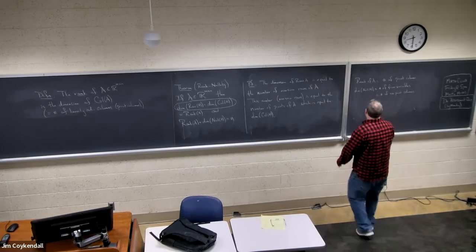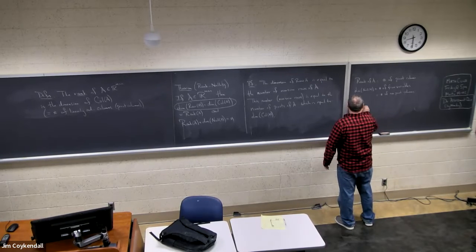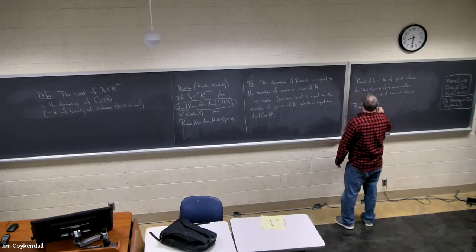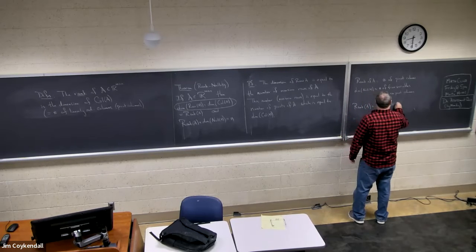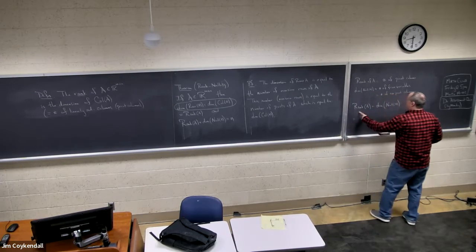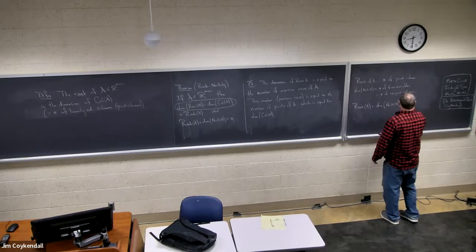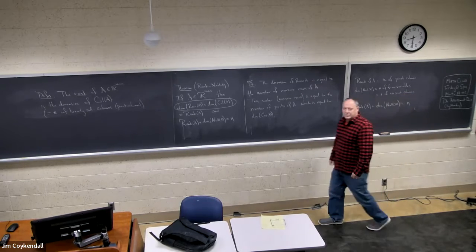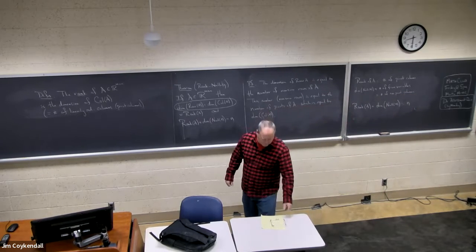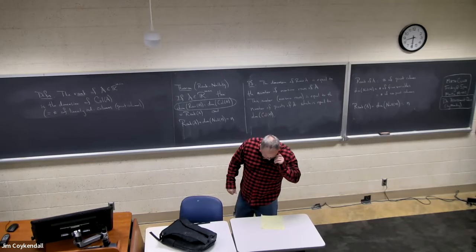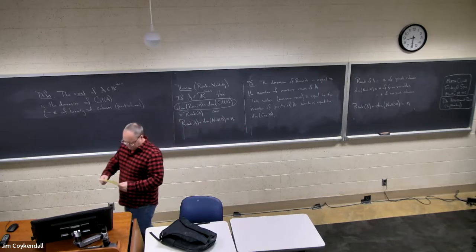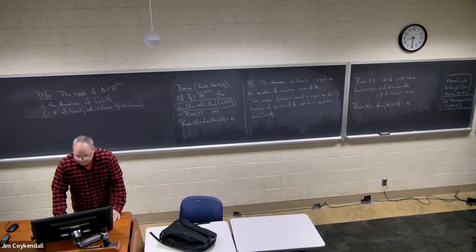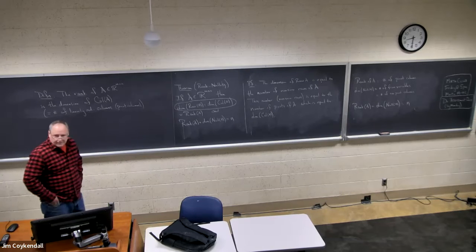So, rank of A plus dim null A: number of pivot columns plus number of non-pivot columns is equal to the number of columns. Any questions so far?